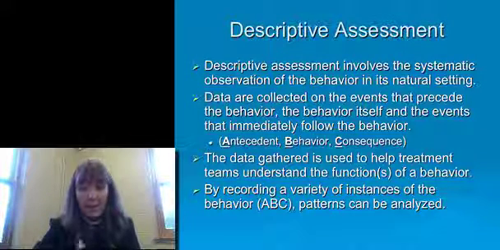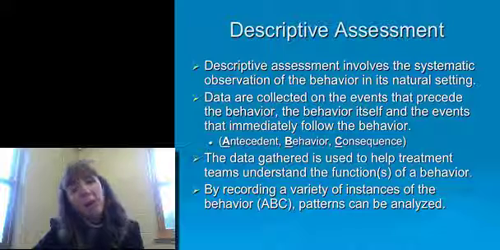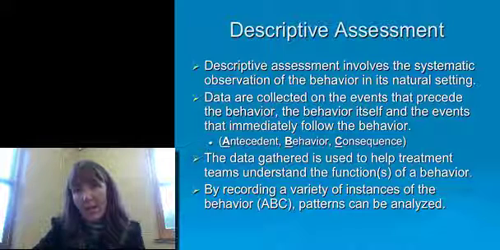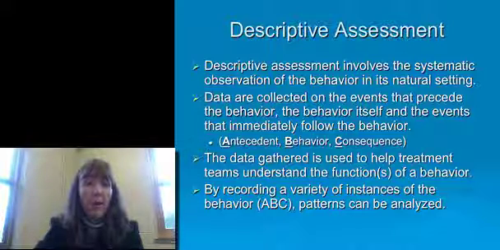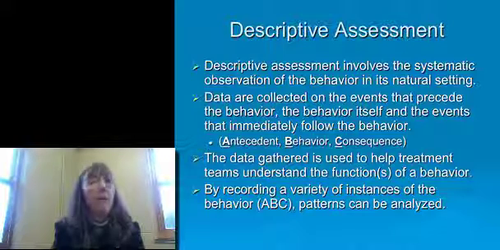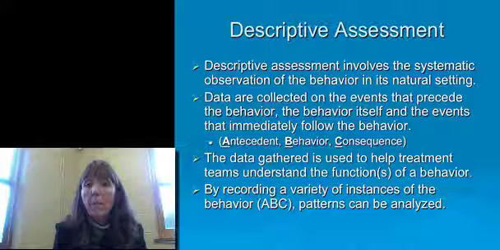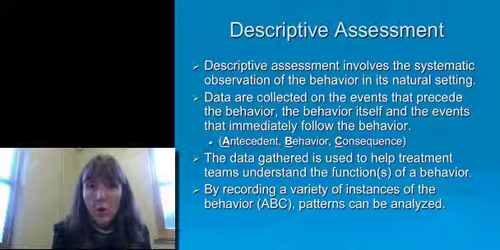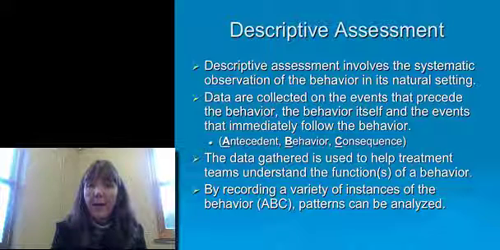Hello, so now we're going to continue talking about behavioral assessment, and we had left off right at the beginning of descriptive assessment. So I'm going to take us from there. Descriptive assessment adds the component of direct observation. It's observation of the behavior in the natural setting in which the behavior is being demonstrated.